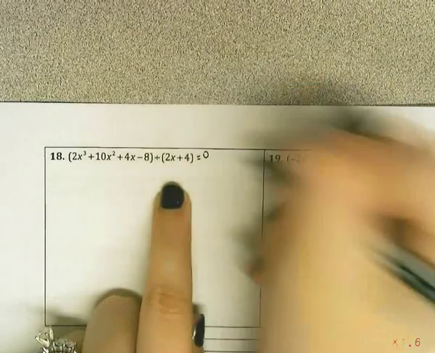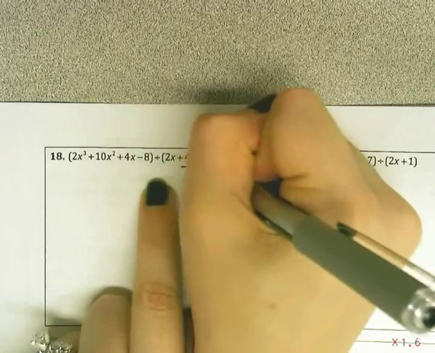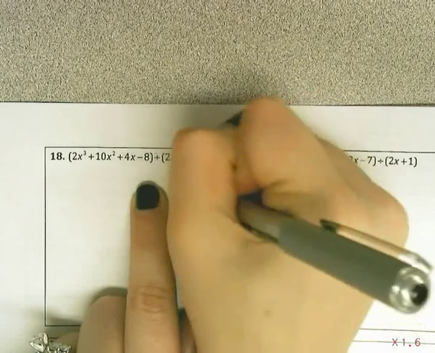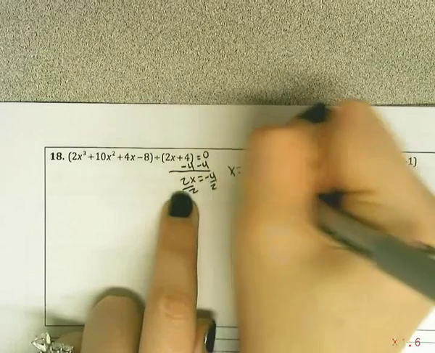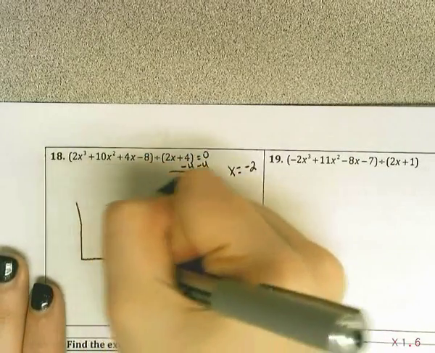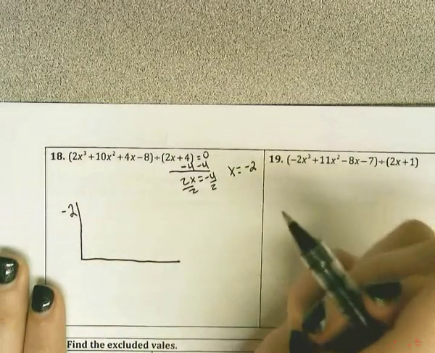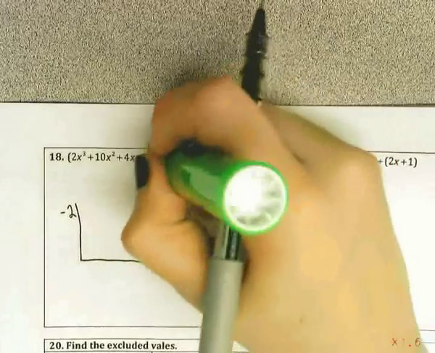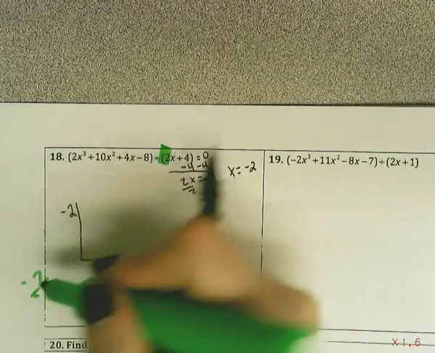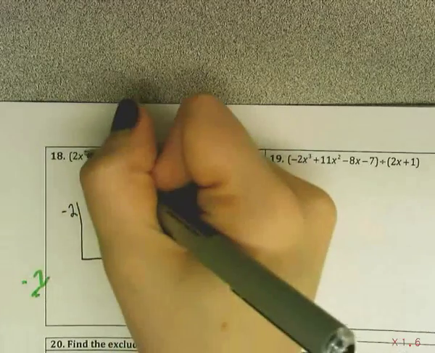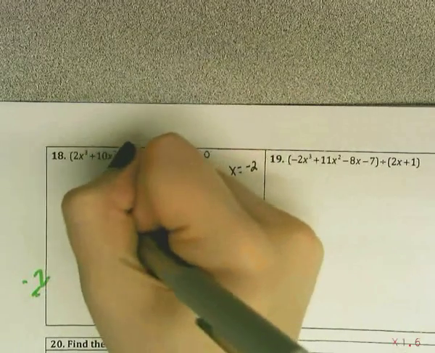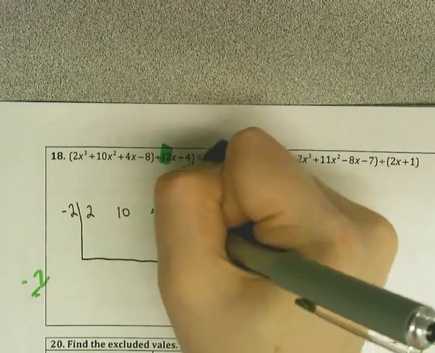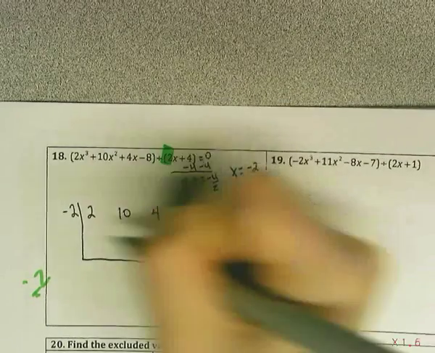Okay, look at number 18. Number 18 is a little bit different. We still set what we're dividing by equal to 0. Solve for x. Divide by 2, divide by 2. Our x equals negative 2. That's what we put outside. Negative 2. Remember, we have a special number. We've been talking about it. We said once we get down here to the end, we're going to divide everything by 2. Divide by 2. So cube squared x constant. So 2, 10, 4, negative 8.